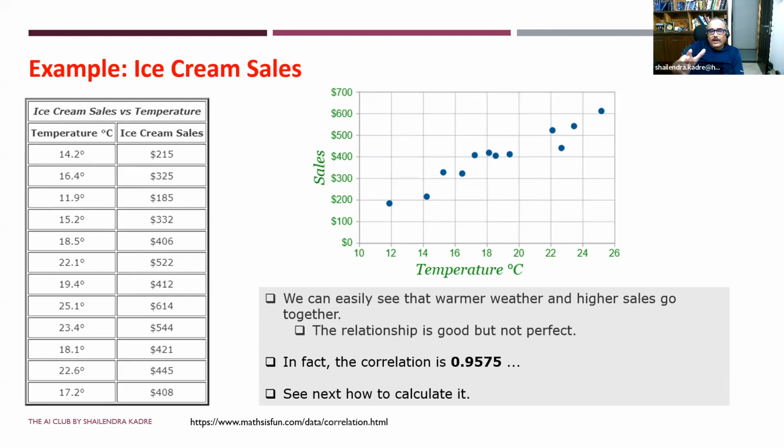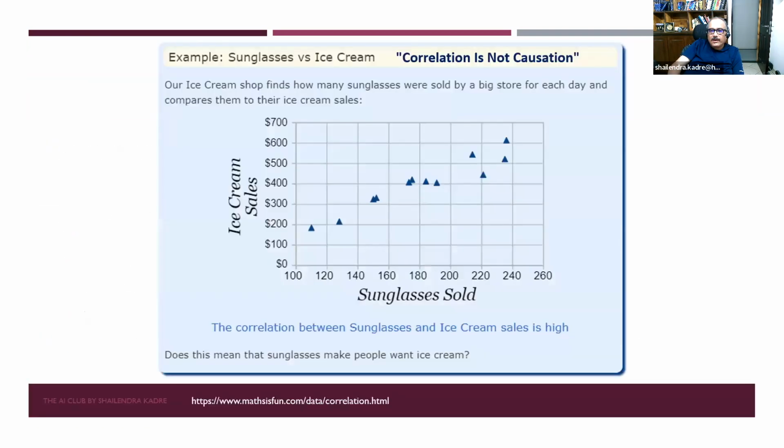But in covariance and correlation, if X is increasing and Y is increasing, that is not always the case. Increase in X may not cause increase in Y. See, the example is this: number of sunglasses sold, Ray-Ban sunglasses. On the X-axis I have plotted sunglasses sold. One shop is selling both sunglasses and ice cream. The number of sunglasses sold goes from 100 to 260, and ice cream sale is also increasing.